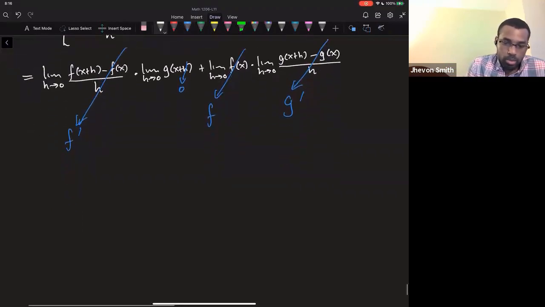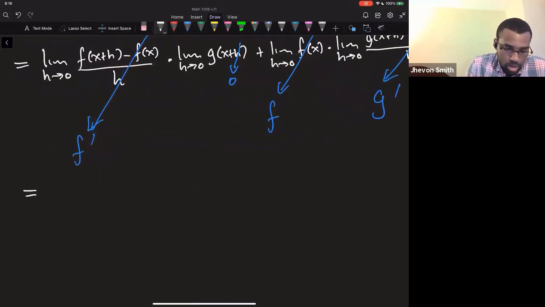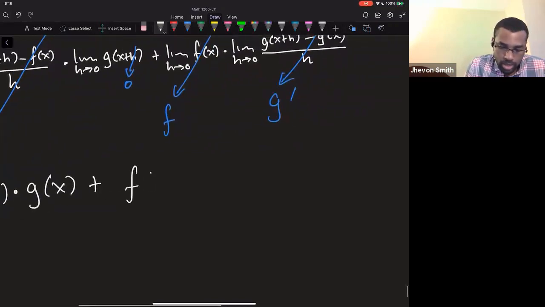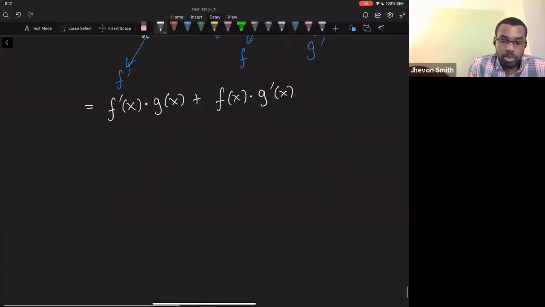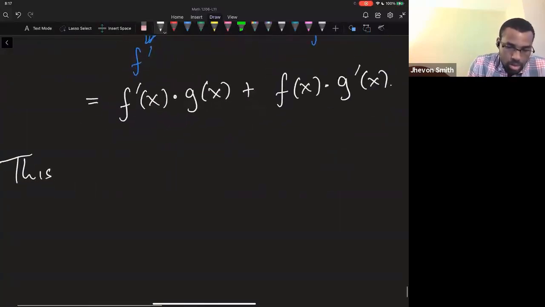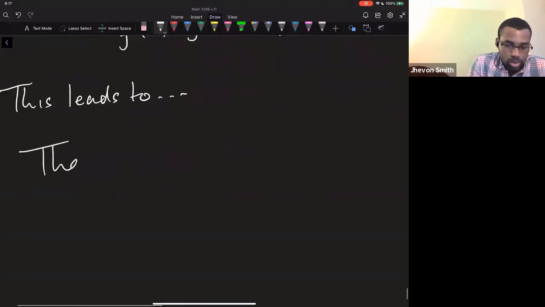So now what we end up with is f prime of x times g of x plus f of x times g prime of x. This leads to something that we call the product rule. It's another important rule, the product rule.